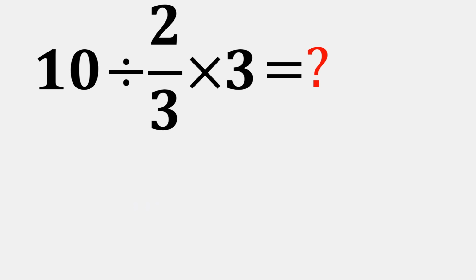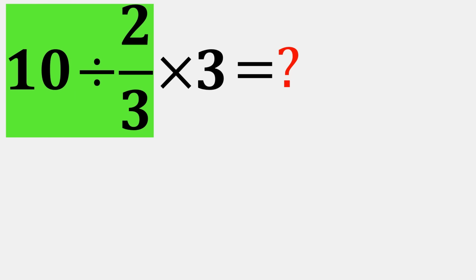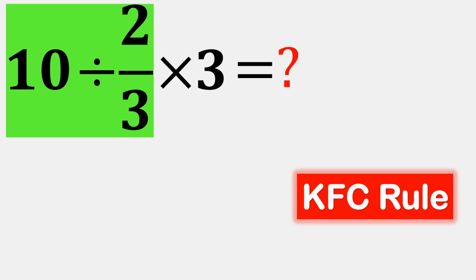Now, let's use this to solve our original problem. We have two operations: division and multiplication. Since they have equal priority, we start from the left. The first operation is 10 divided by 2/3. Here, we have to deal with dividing fractions. Many people are scared of this, but I have a delicious solution for you: the KFC rule. The KFC rule helps you handle complex divisions easily.